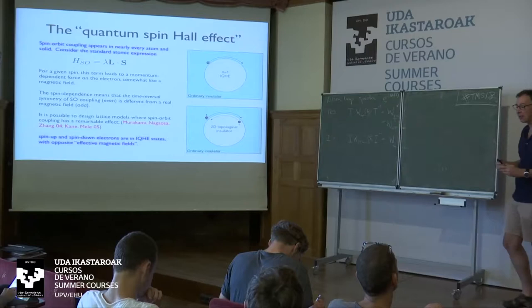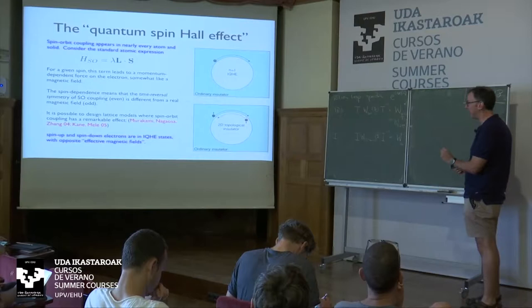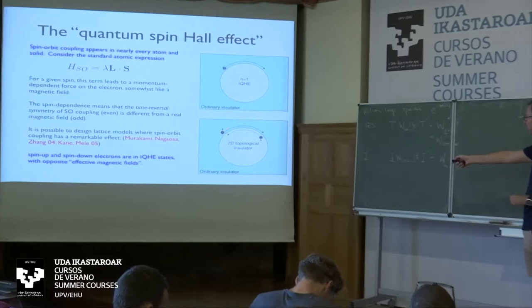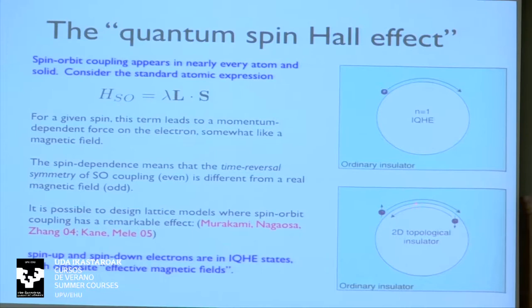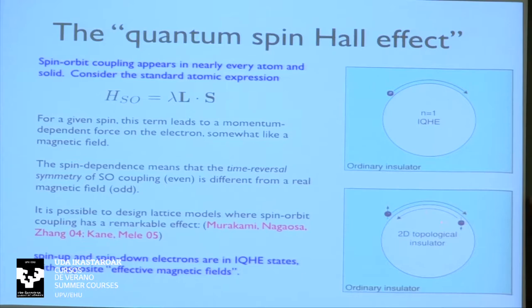But the idea before them was that maybe if you make a nice but somewhat fine-tuned model, you could get an edge state where, say, spin up goes one way and spin down goes the other way. But the concern was that once you add disorder and realistic spin orbit coupling, then up and down will mix and this will not be very stable because we had no topological reason that this was protected.